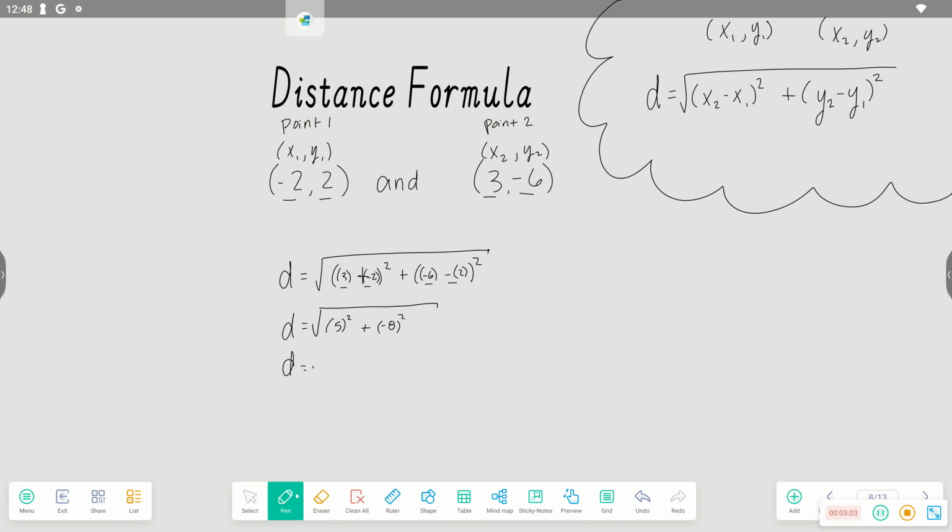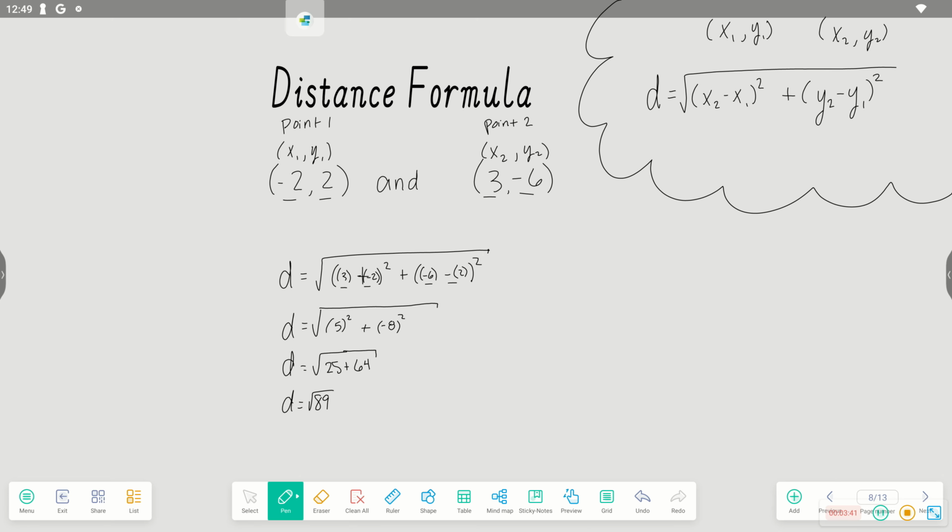Now I'm going to say 5 squared is 25. -8 squared is 64. When I add together 25 and 64, I get the square root of 89. Now, depending on what context this question is being asked in, they might ask you for an exact answer. An exact answer would mean we want the square root answer. We didn't put it into a calculator. This is the exact answer. The exact answer is the square root of 89.